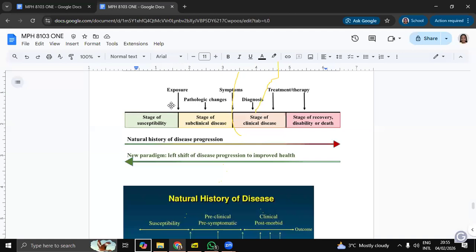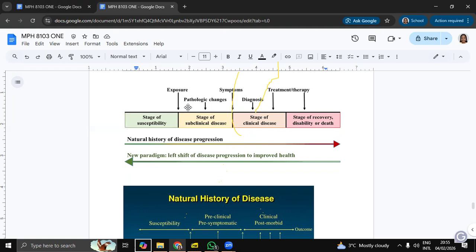If you can see my screen, there's the stage of susceptibility in green, and then you see this arrow pointing down from exposure. So it's saying you were at the stage of susceptibility, but by the time the person makes contact with the exposure, the person might progress to the next stage. Now, the next stage is the stage of subclinical disease. So the person has now come in contact with the virus. You will now progress into the stage of subclinical disease.